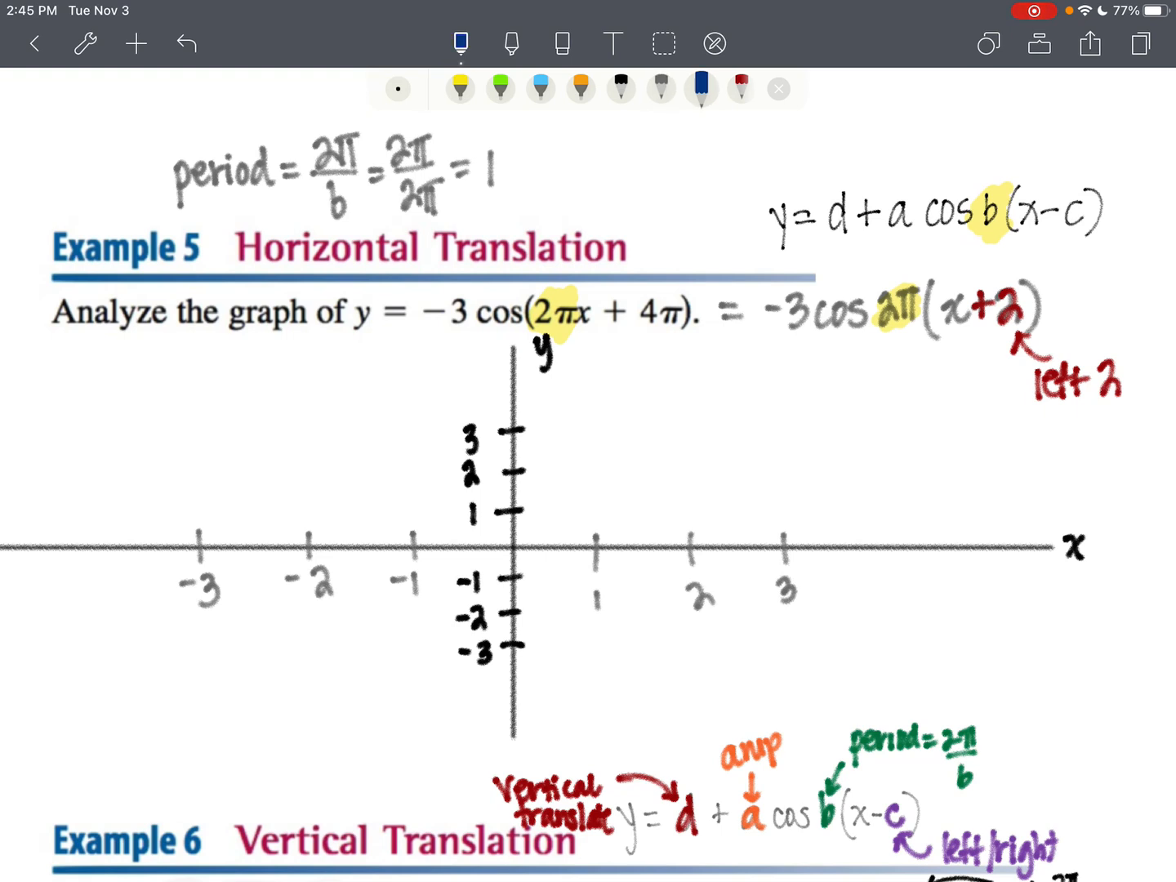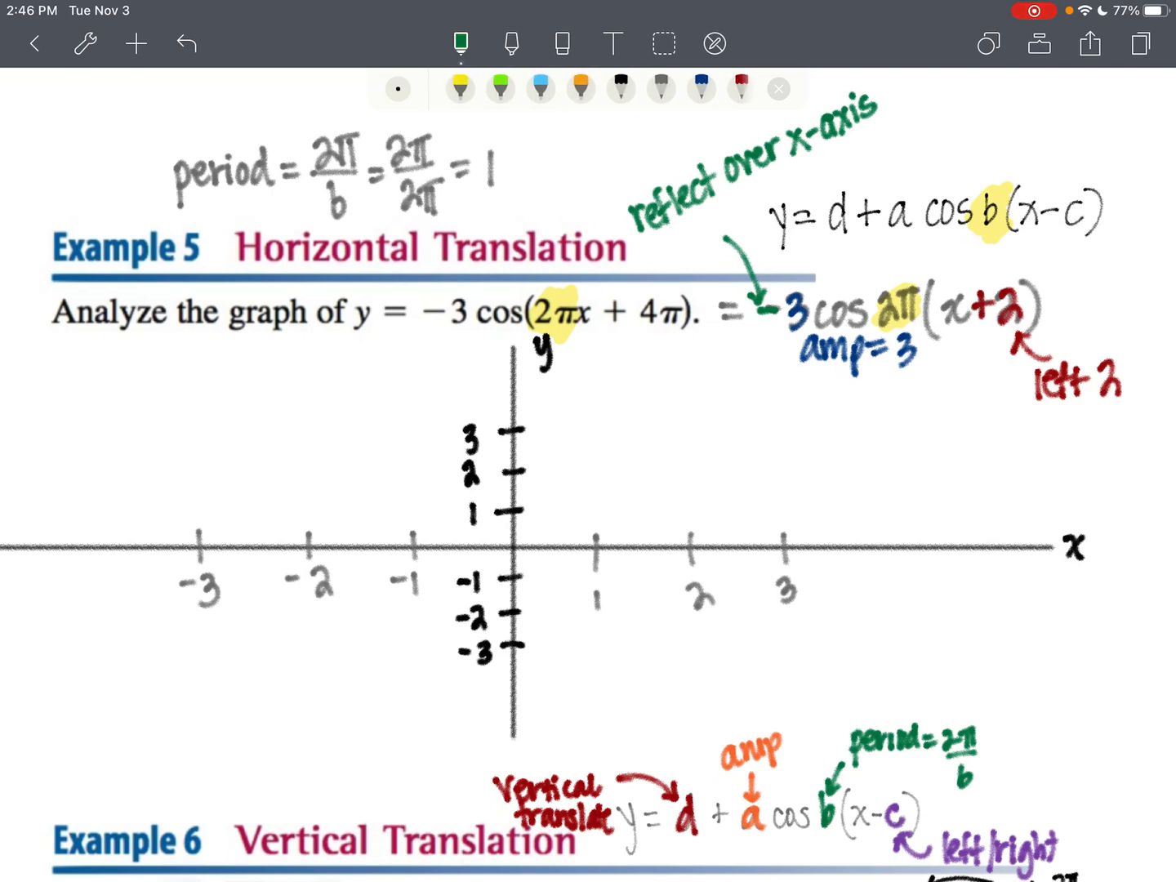The other thing that we have happening here is we have an amplitude equal to 3. Now amplitude is always positive. That's going to tell us our distance. Distance is always positive. But this negative right here tells us that we have a reflection. So we have a reflect over the x-axis. So what normally would be a maximum is going to be a minimum, and what normally would be a minimum is going to be a maximum.